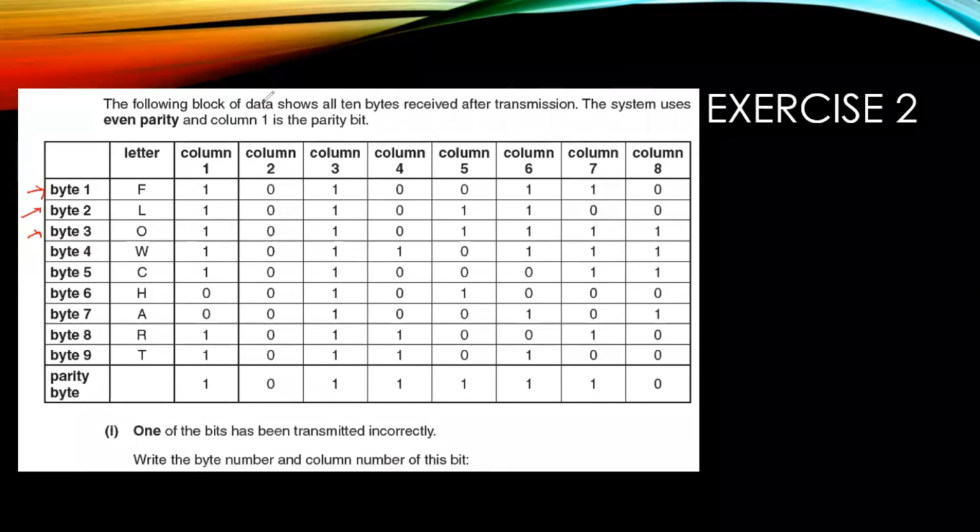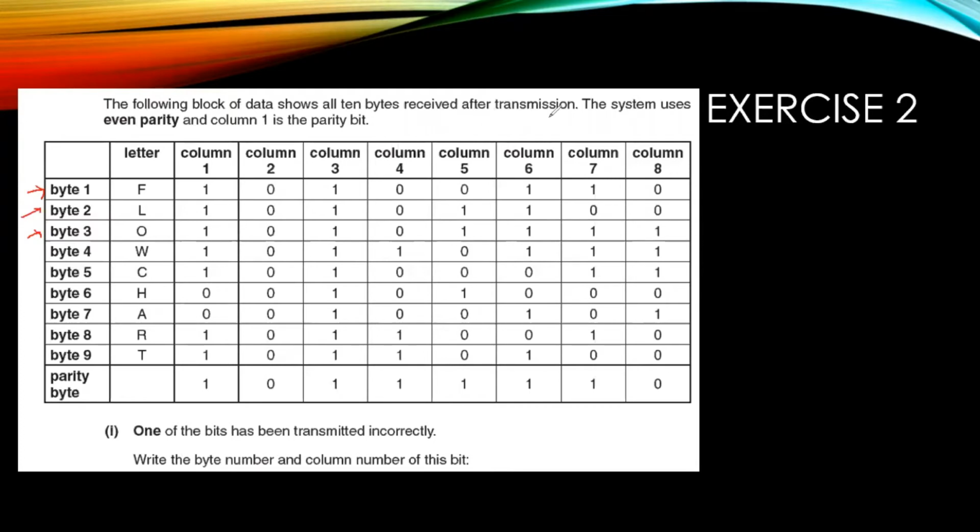As you can see, the following block of data shows all 10 bytes received after transmission. The system uses even parity and column 1 is a parity bit. In order to identify the byte number and the column number which contain an error, as the first part of the question asks, one of the bits has been transmitted incorrectly. Write the byte number and column number of this bit. If you have this type of question, you should proceed this way.